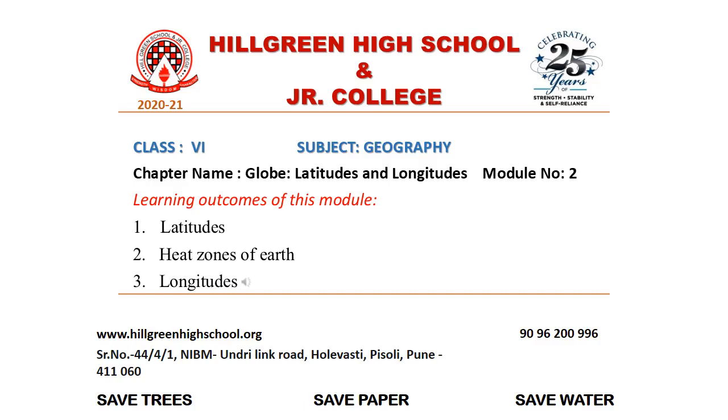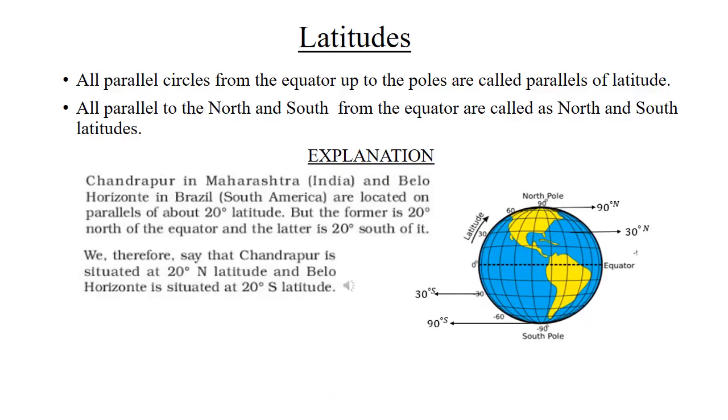One is latitudes, heat zones of Earth, and the longitudes. When we talk about latitudes, latitudes are the parallel lines from the equator and they go till the North Pole and the South Pole. In this figure, I have explained how you need to write the reference point when we talk about the latitudes as well as longitudes.